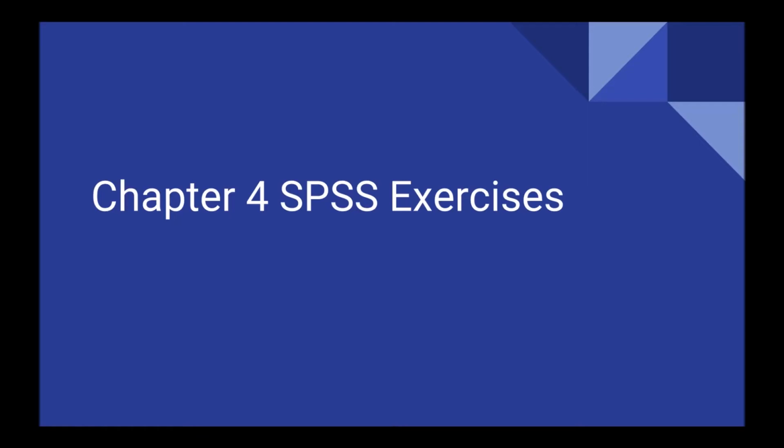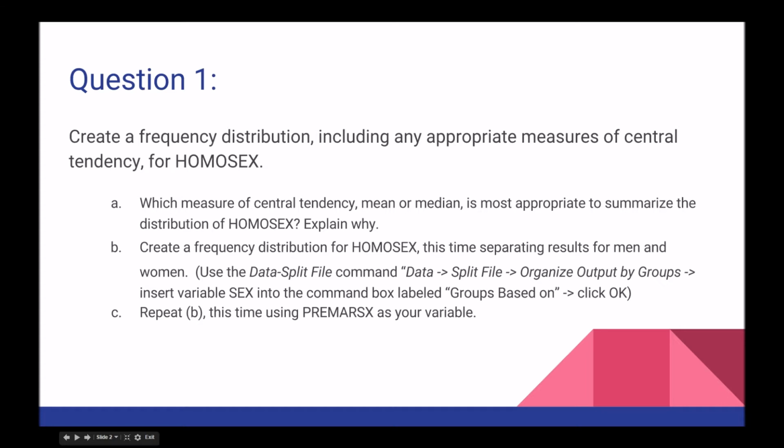In this tutorial, we'll be going over the Chapter 4 SPSS exercises. So the first question is, they want you to create a frequency distribution including any appropriate measures of central tendency for the variable homosex. The first part of the question, they want you to answer which measure of central tendency, mean or median, is most appropriate to summarize the distribution of homosex, and explain why.